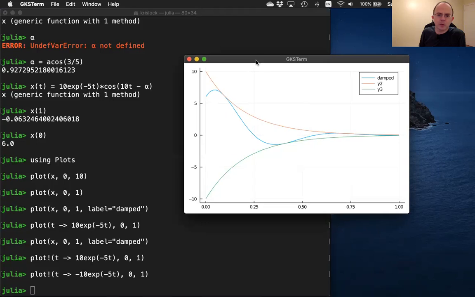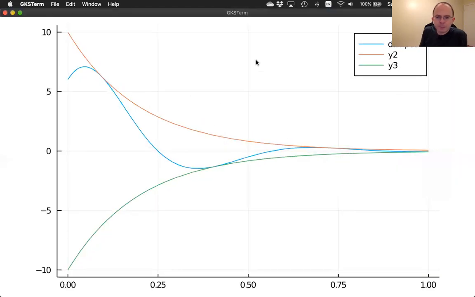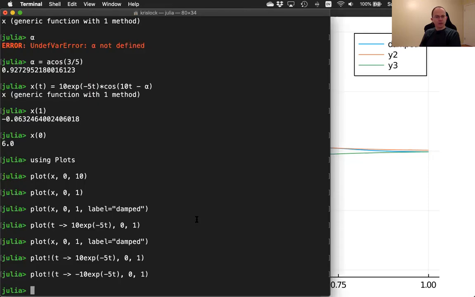Okay, so maybe I'll blow that up so we can see that better. So those two curves are telling us how the amplitude of this function is getting reduced as time goes on. And so that's the effect of damping. So when we plot the u function, we should not see this damping effect happening. So let's plot that.